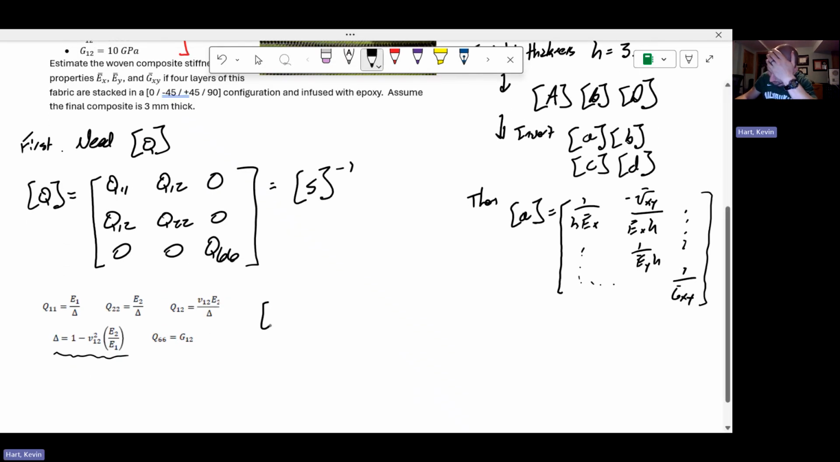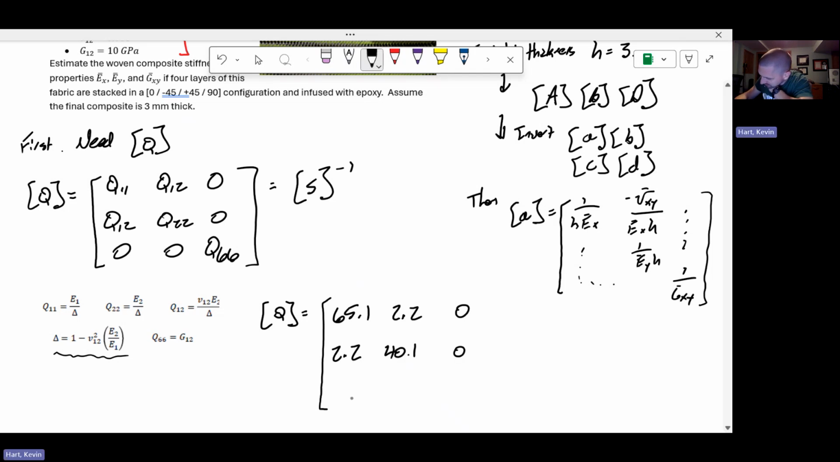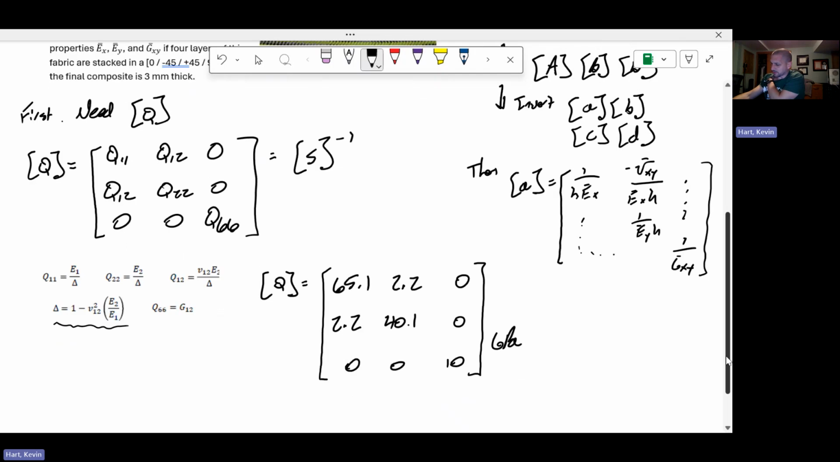I will write what it is here then, and you can verify for yourself. 65.1, 2.2, 0, 2.2, 40.1, 0, 0, 0, and then 10, because this is just G12. And this is in GPa. So that's step number one, calculating the Q matrix.